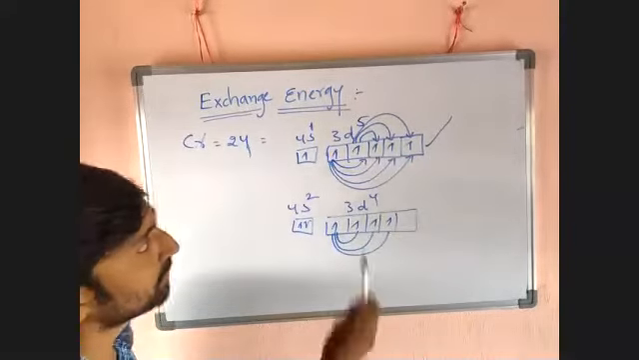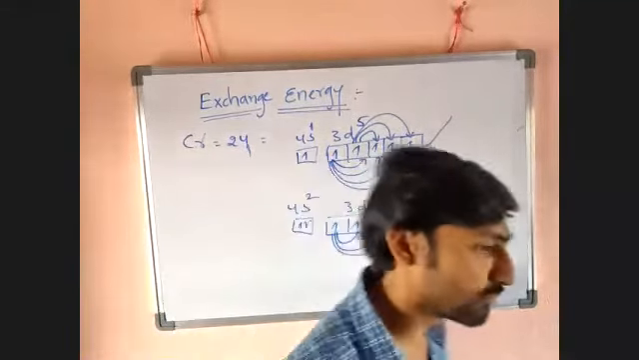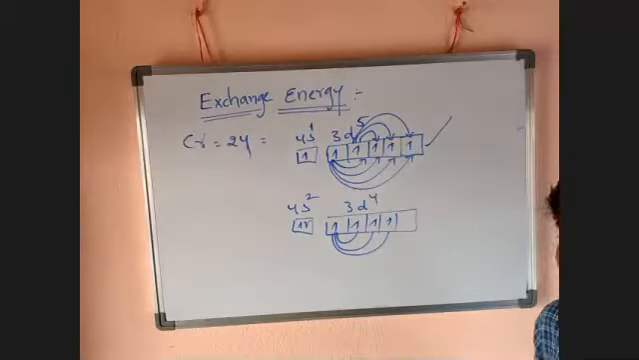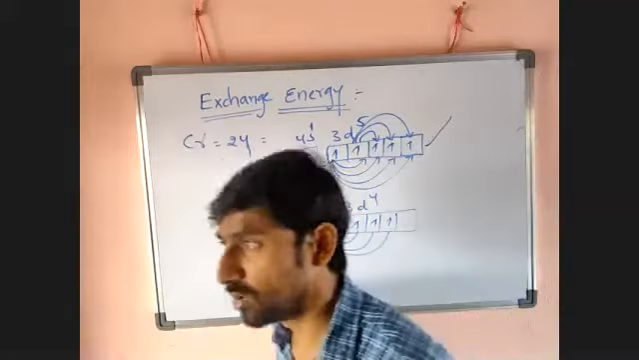In the case of half-filled, more exchanges take place. In the case of full-filled also, more exchanges take place. That's why elements with half-filled and full-filled electronic configurations are more stable.